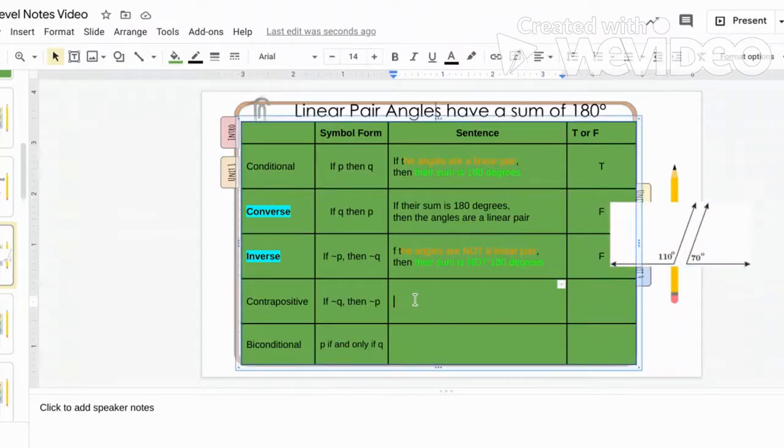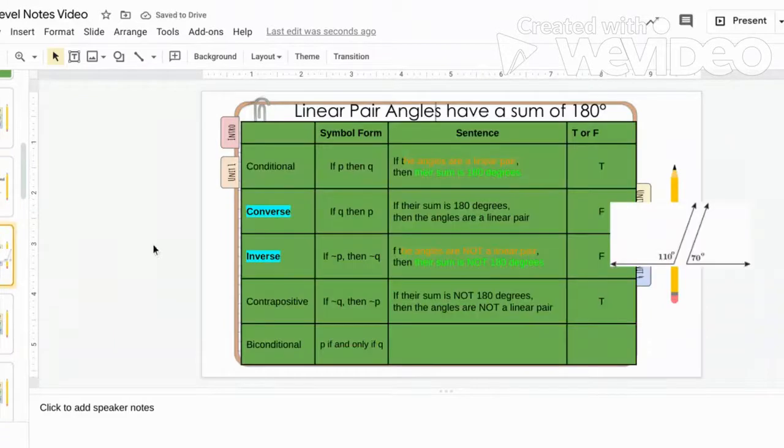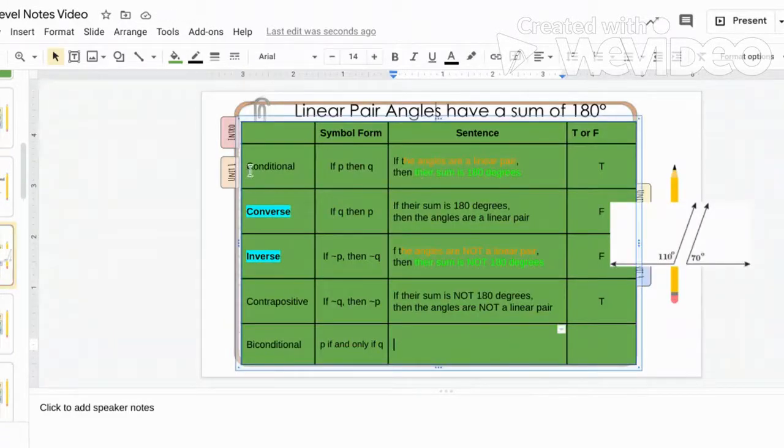Okay, the contrapositive is just the converse statement, but we add the word not into the hypothesis and the conclusion. So if their sum is not 180 degrees, then the angles are not a linear pair. It's also a true statement. Okay, the conditional and the converse are not both true, so we cannot write a biconditional statement.